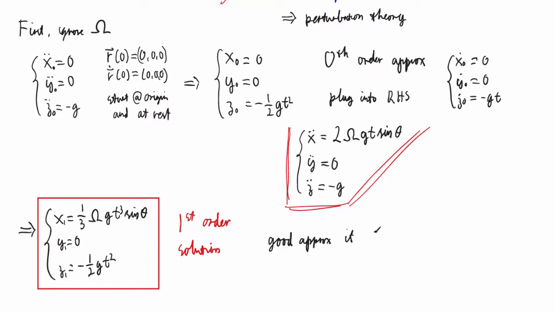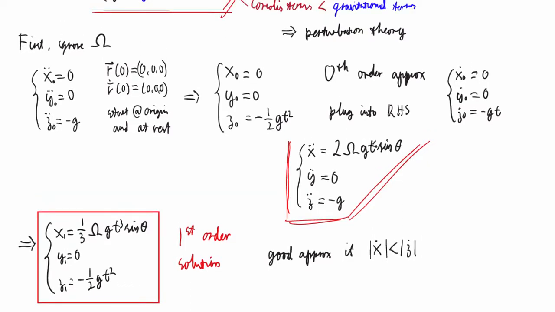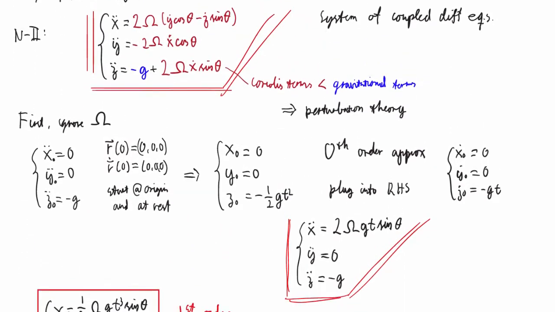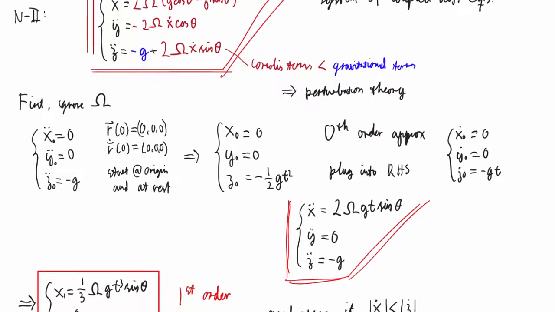as long as we have that the magnitude of x dot is much less than the magnitude of z dot. That's really the only thing that is required, because that's what we used when we wrote down this equation as an approximation to this one. We said that z dot is this, and compared to z dot, y dot is essentially 0. And same thing for x dot, and therefore this is a pretty decent approximation to this differential equation.